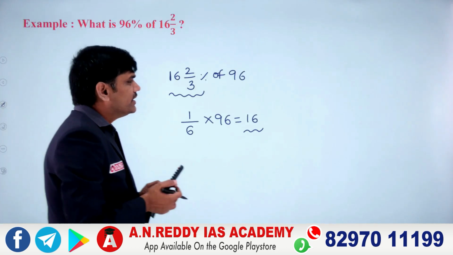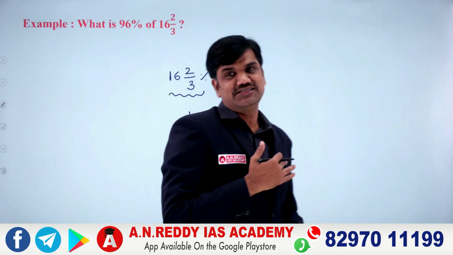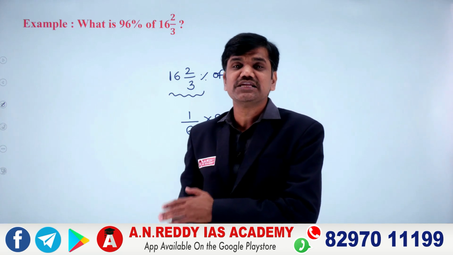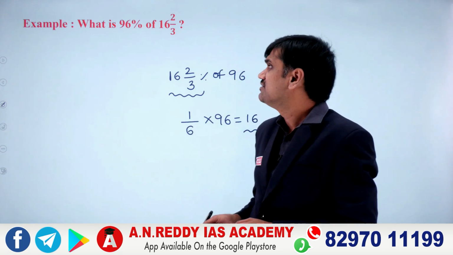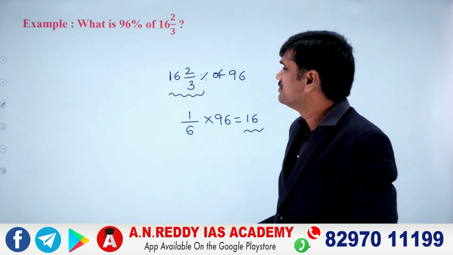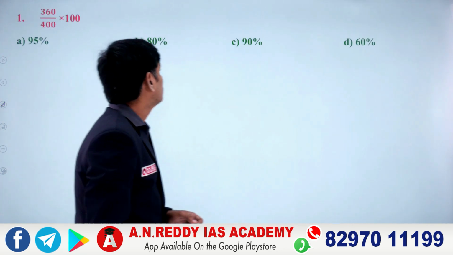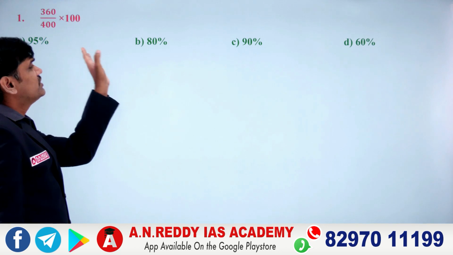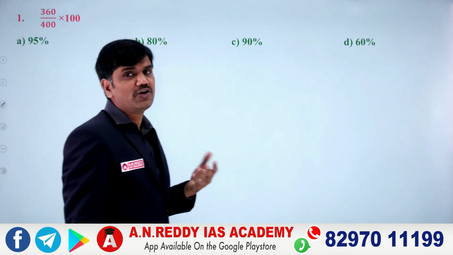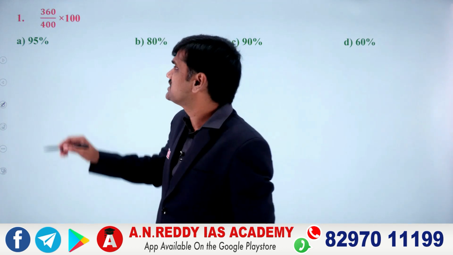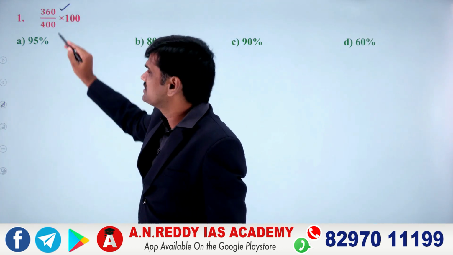Right? So till here you first practice. Once you become a master in doing these calculations, then going for this type of calculations will become easy. The next type that I am going to show, this is how you generally come across in exams. So 360 by 400 into 100, that will be how much percent? So you have to guess this number is what percent of this number.